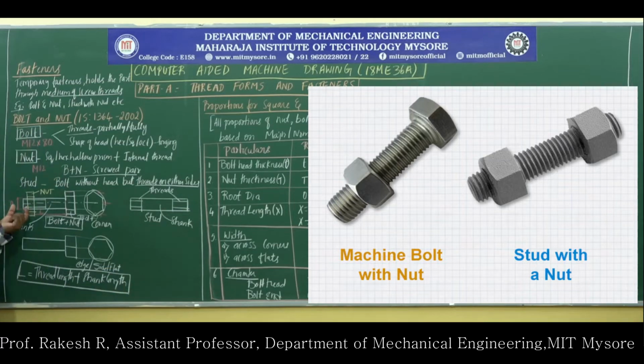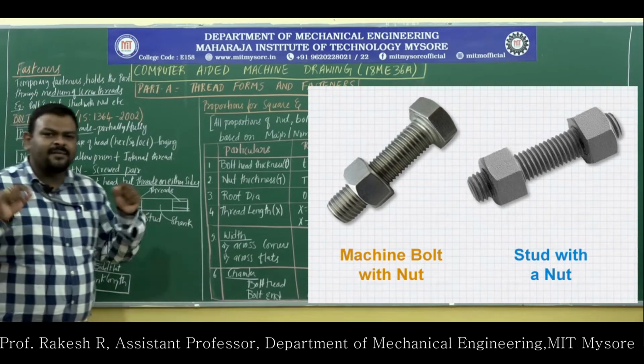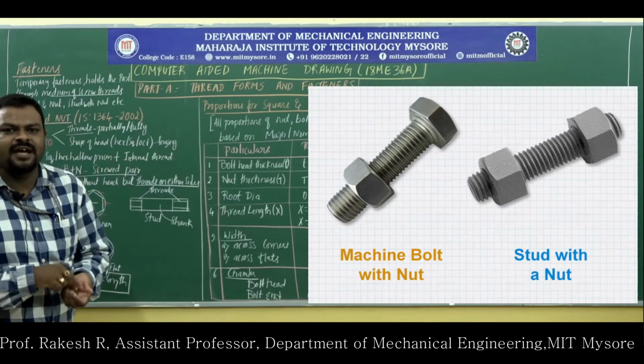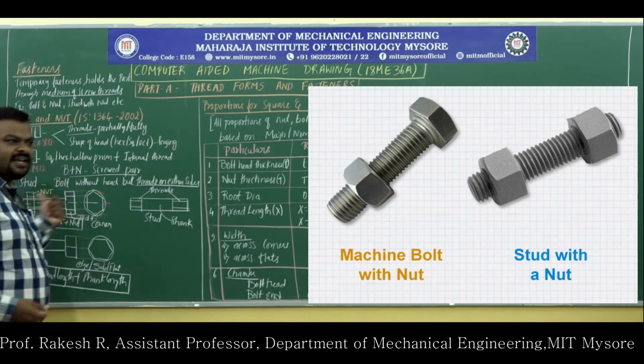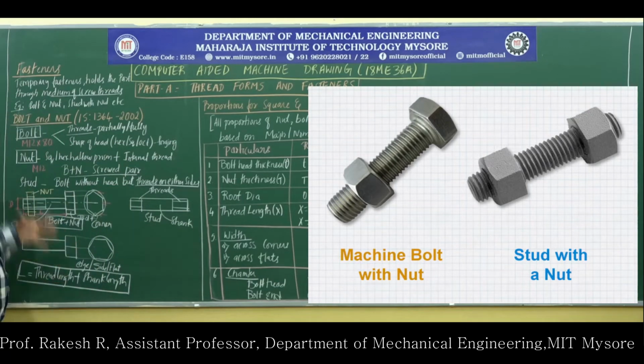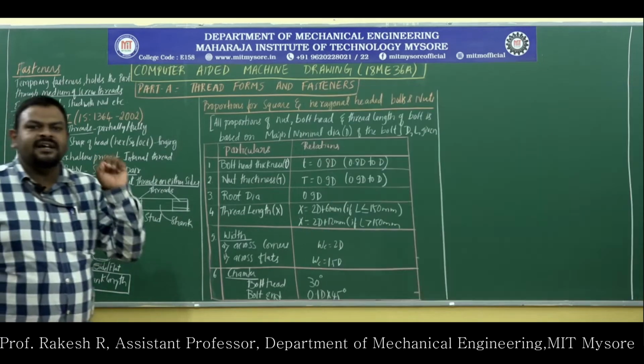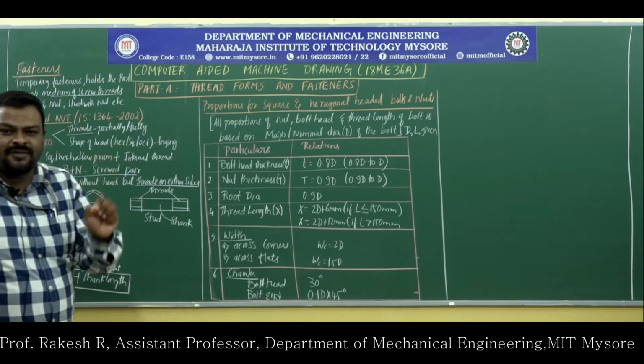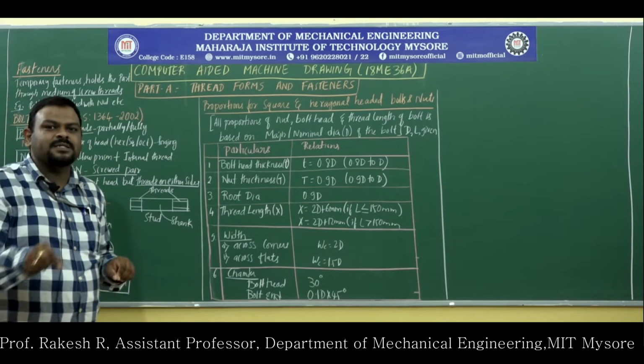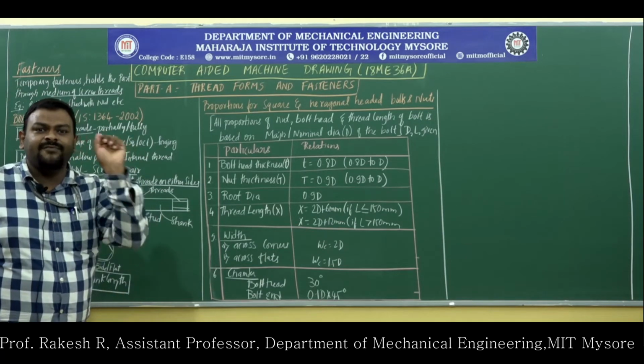And the diameter will be mentioned. You will be knowing what is the diameter and what is the length. For knowing diameter and length, the rest of the calculations are based on the diameter. So this is how we will be specifying the bolt and nut, or we will be specifying the stud, or we will be specifying the threaded fasteners.